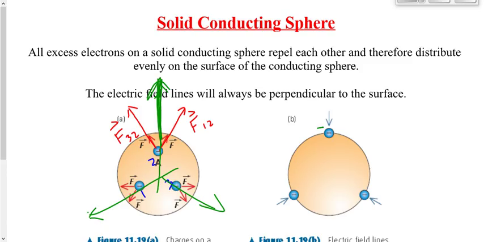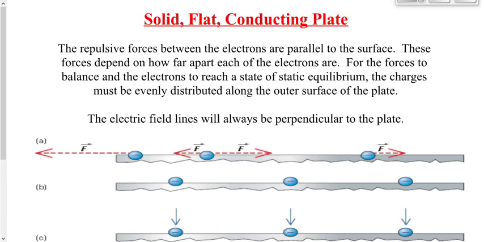And, by the way, to maximize the spacing apart, and that's what they want to do, right? They're going to be equally spaced. So the charges go to the outside, and when they get there, they are equally or evenly spaced on the outer surface. The next one we did yesterday was a solid flat conducting plate.